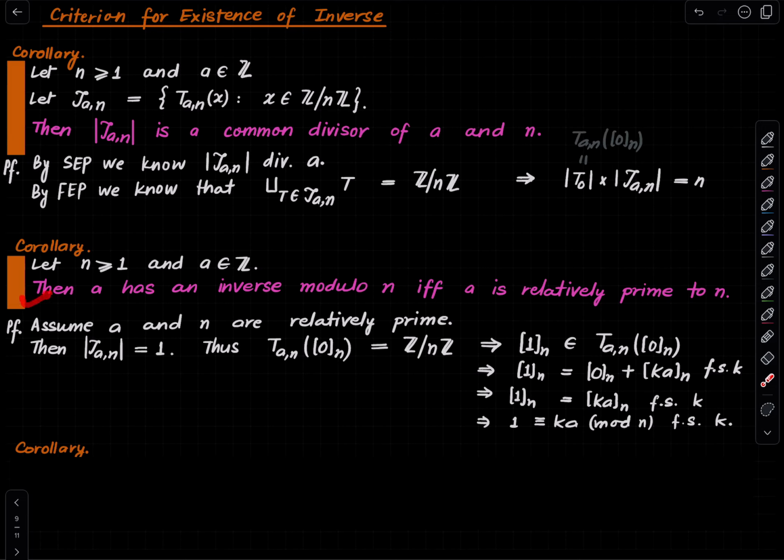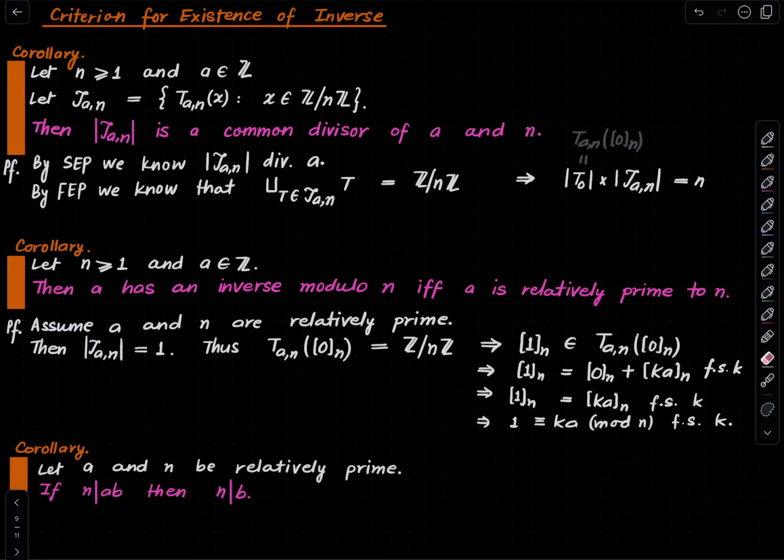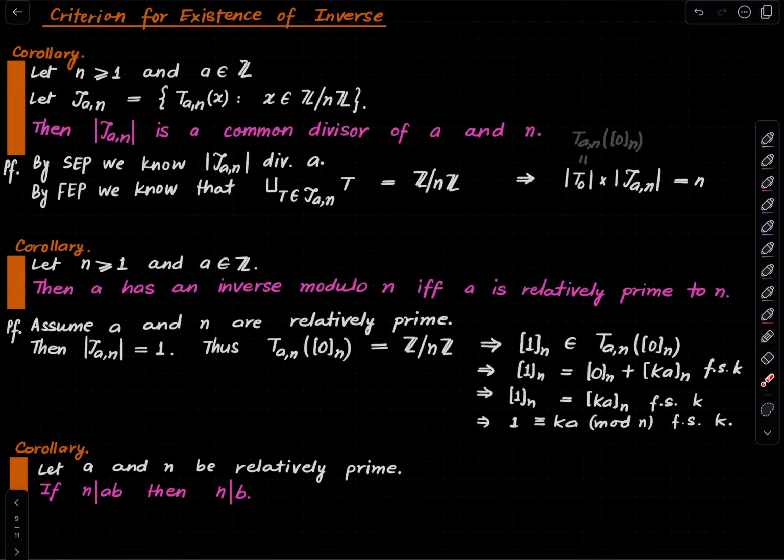So we have proven the main result, and as a corollary, this corollary we stated earlier, that if a and n are relatively prime, and if n divides the product of a and b for some integer b, then n must divide b. We already discussed this and saw the proof of it. Okay, wonderful. And let's see if there is anything else to say. I don't think so. So that's the end of this lecture.